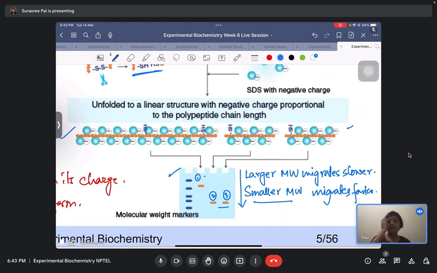So we can say that the migration is solely dependent on the molecular weight of the protein, and that is how we are able to resolve the proteins according to their molecular weight, so that the small molecular weights move faster and migrate more in the gel, and the larger molecular weights migrate slowly in the gel because of the friction that they are facing.